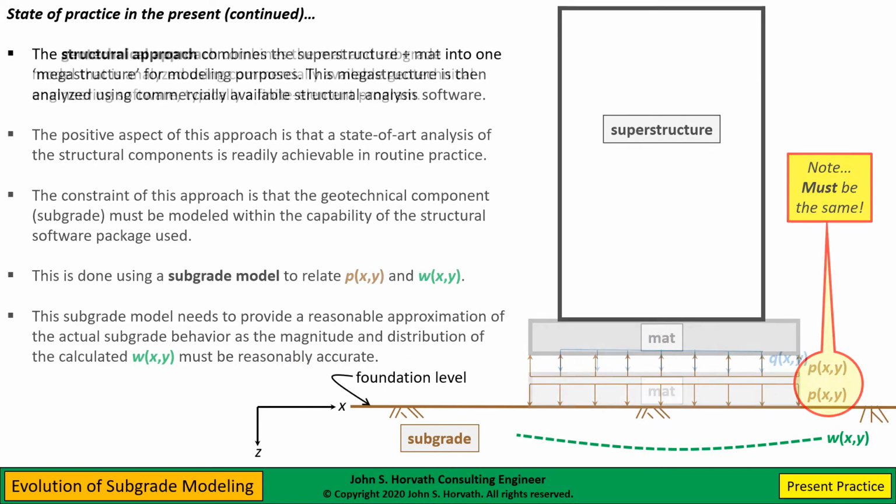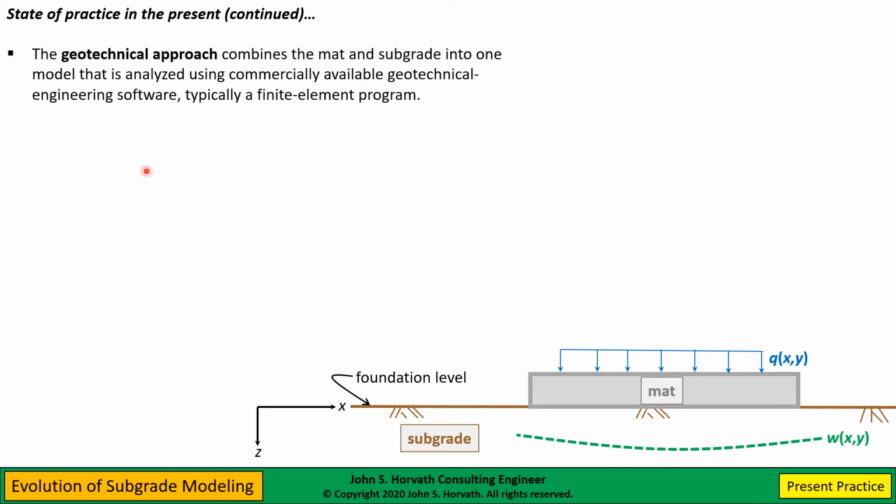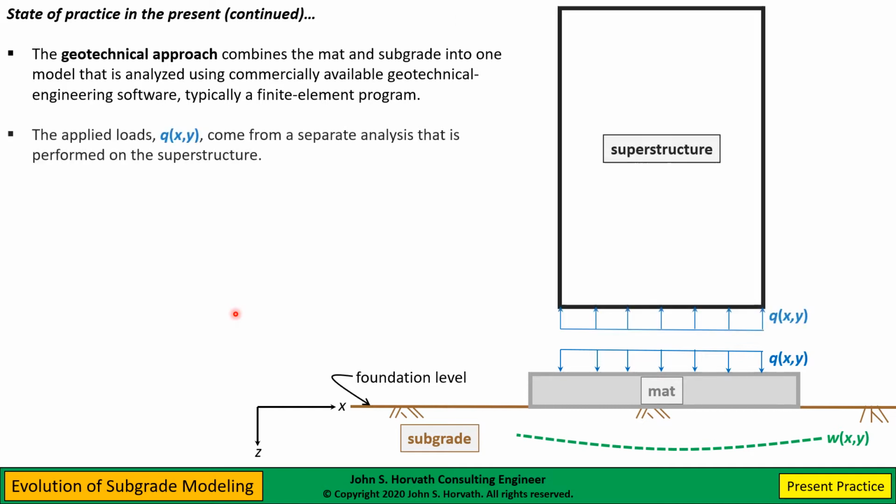Now the geotechnical approach combines the mat and the subgrade in one model. And here you tend to go to a geotechnical software package, typically finite element. I mean, you could do a state-of-the-art, build your three-dimensional bricks of the soil subgrade. You don't need a subgrade model. You could use a very exact constitutive model. But you need the input loads, Q of XY, and these would have to come from a separate structural analysis that is performed on the superstructure.